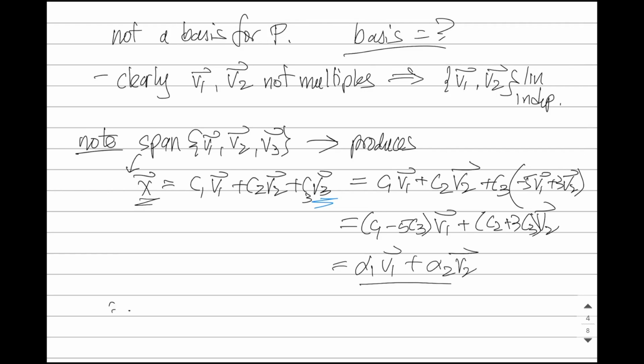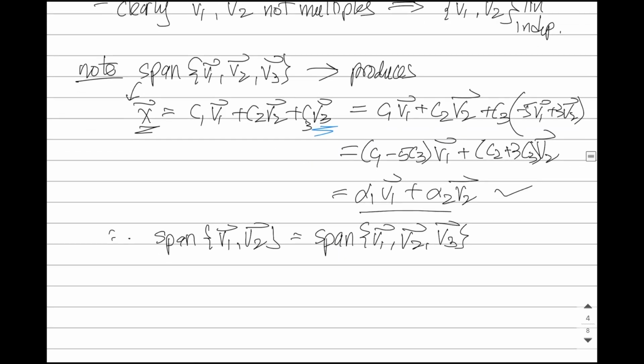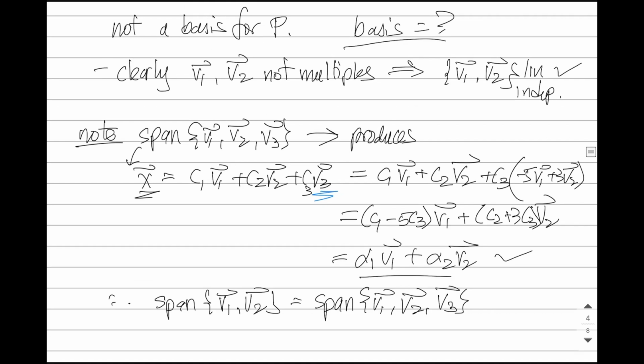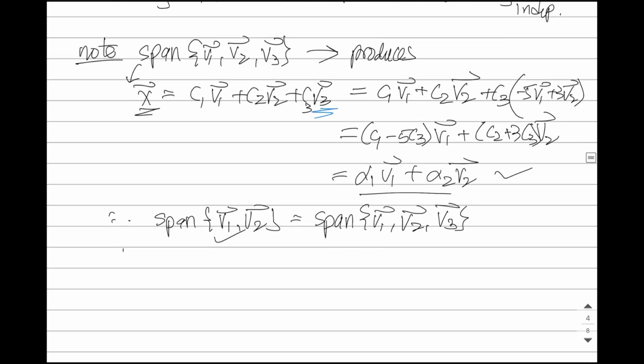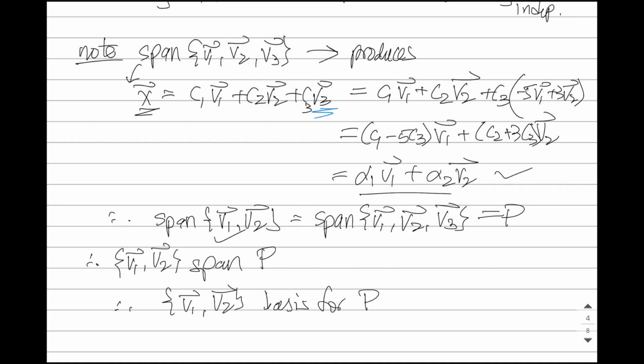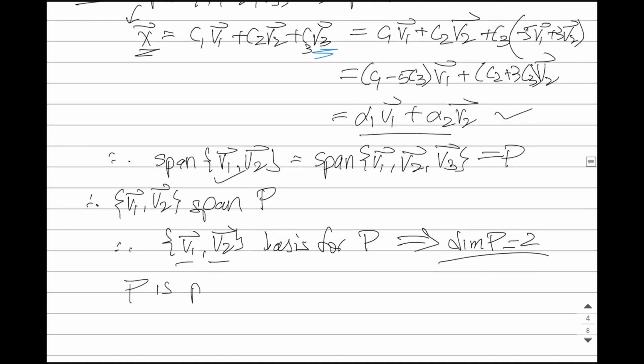And so the point of the story is a generic vector from this set is equivalent to a generic vector that looks like this. The span of just those 2 vectors, V1 and V2, is the same as the span of all 3 of them because the 3 are linearly dependent on each other. I know that V1, V2 are linearly independent. I know that V1 and V2 span the plane P, and therefore V1, V2 are a basis for P, and because there are two basis vectors, the dimension of P is equal to 2. P is a plane in R4. It's a two-dimensional subspace of R4.